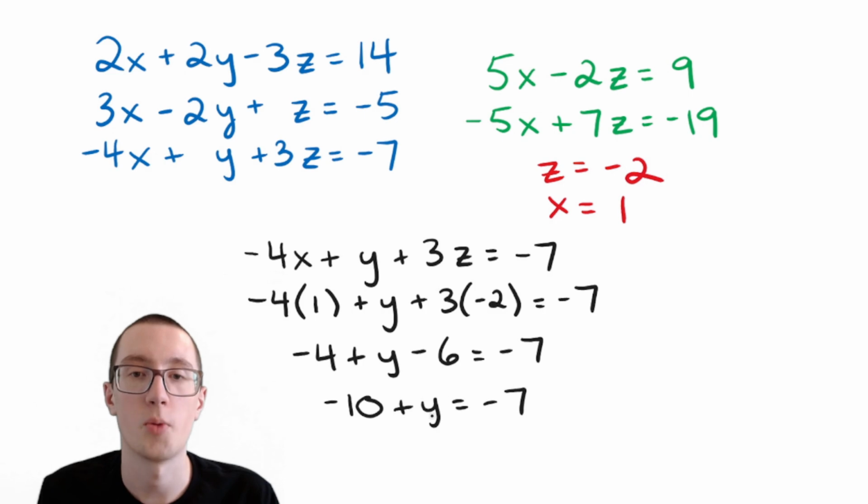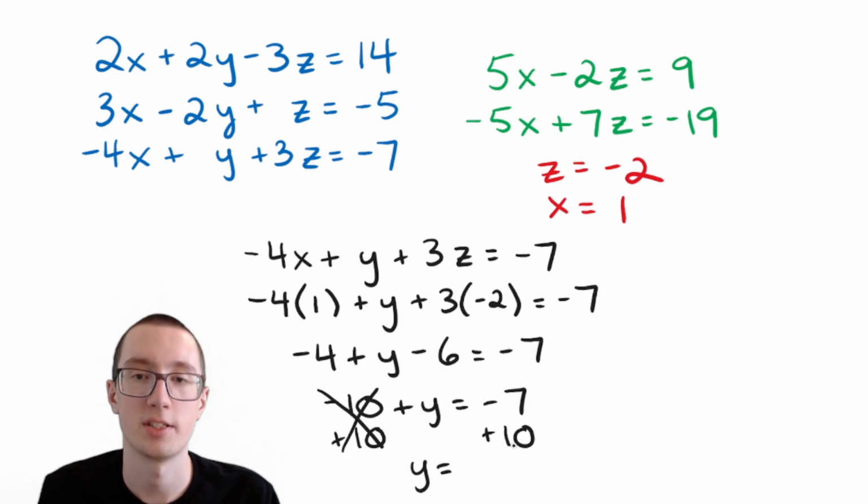So now we just need to get y by itself. We need to get rid of this minus 10. So we'll do the opposite of minus, which is plus. We will add 10 to both sides. These cancel, and on this side we're just left with plus y, or just y. And on the other side we have negative 7 plus 10, which is just the same as saying 10 minus 7. 10 minus 7 is 3. So y is equal to 3.